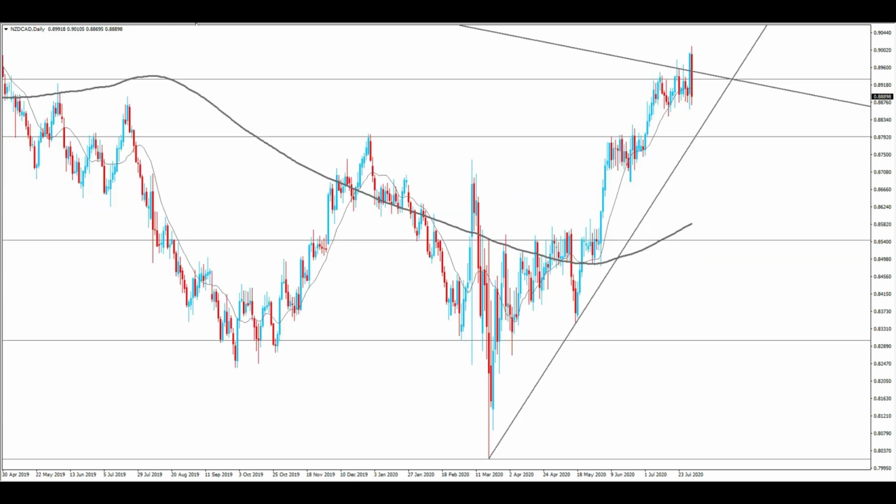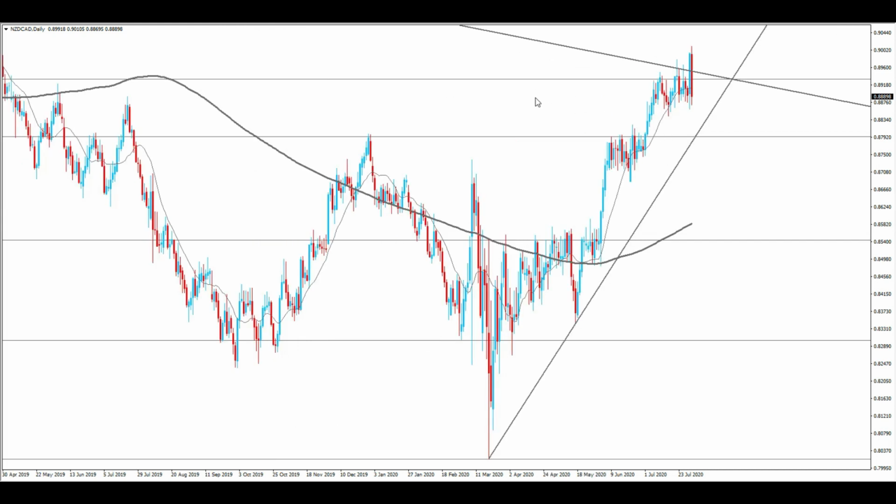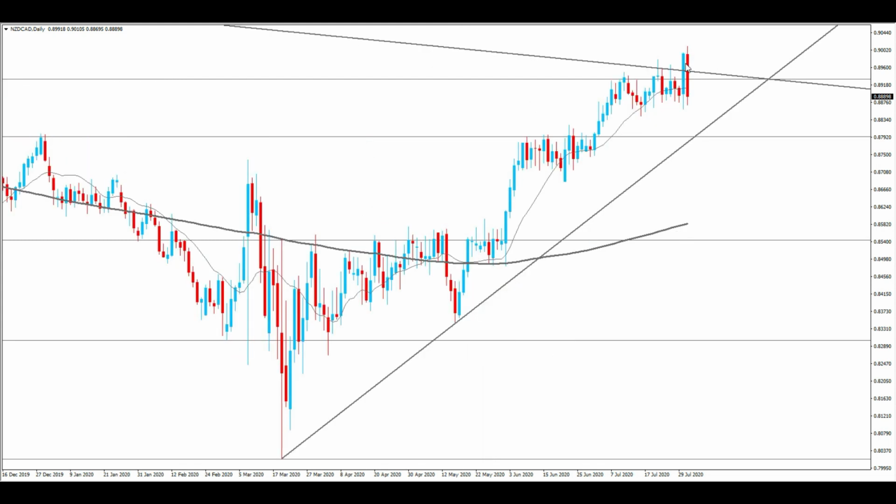If I zoom onto the daily chart, you can see that price has been moving sideways for the past few days between this level here and this level here. And then on Thursday, we had that breakout to the upside, and we thought potentially we could be having a break of the trend line and seeing price rally to the upside.